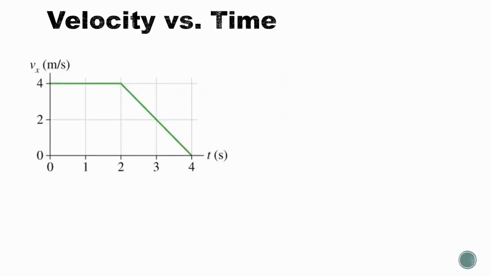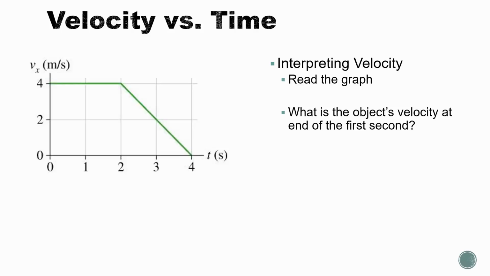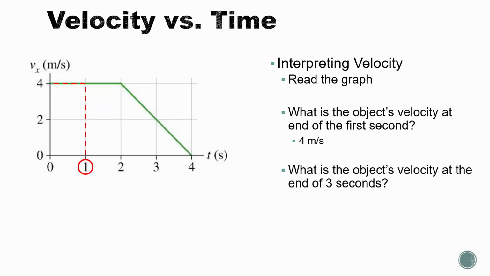Now let's look at a velocity versus time graph. If we simply want to interpret the velocity, like before, it's relatively easy. We just read the graph. What's the object's velocity at the end of the first second? Well, find 1 second, go up and over, it's 4 meters per second. What's the object's velocity at the end of 3 seconds? Same thing.